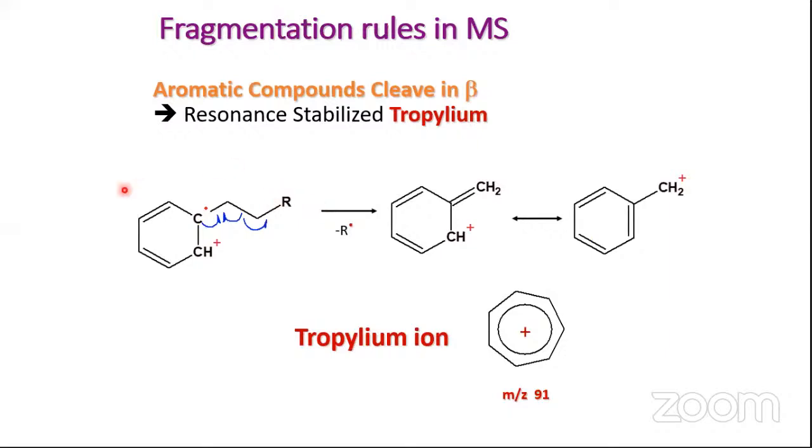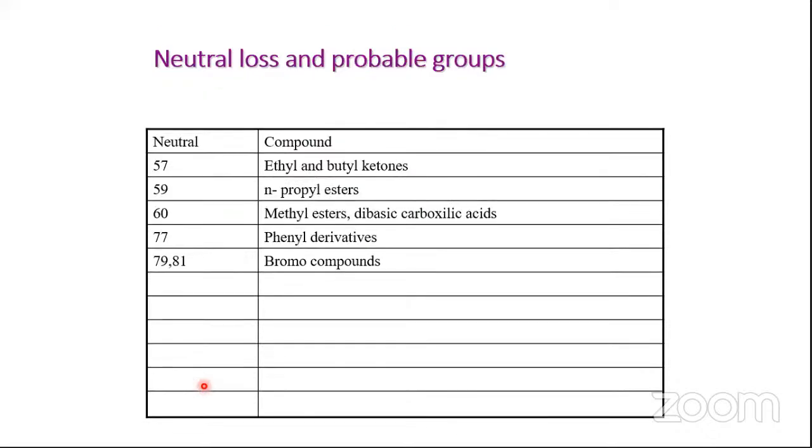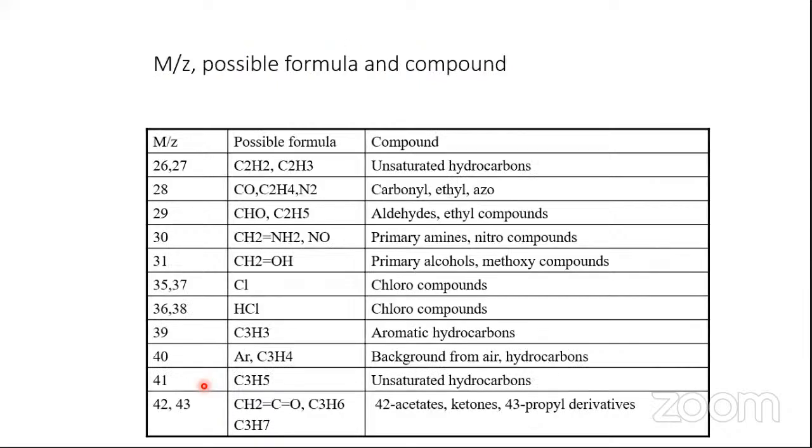Okay, so these are some of the neutral losses and probable groups. When there is a neutral loss, it could be a methyl group. So like that, in all these tables, a group is lost from the molecule. So these are all the neutral losses and probable groups, and these are the possible formulas for the compound. So when you get an ion of this mass in the mass spectra, it could be because of this. When you see a mass at 43, it could be because of this. Okay, so C3H7 has the same mass. And COCH3 is 43.